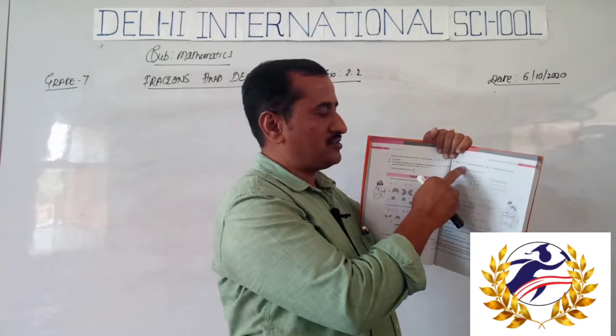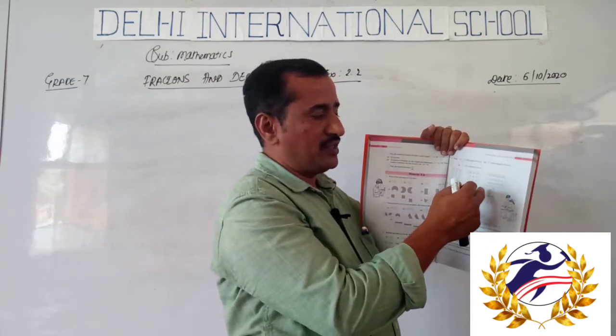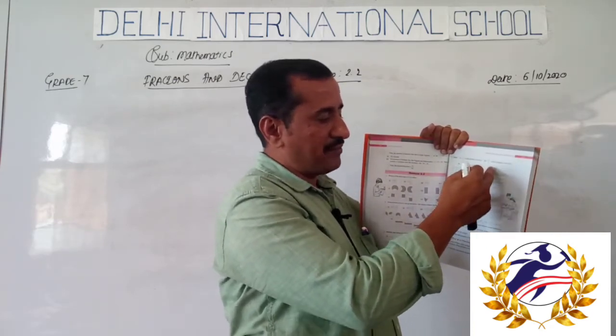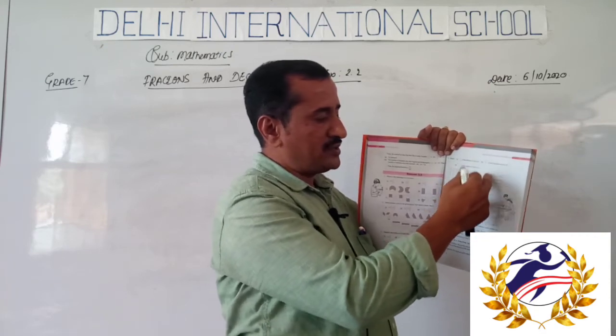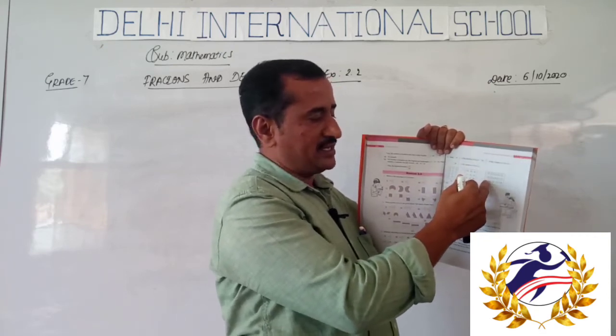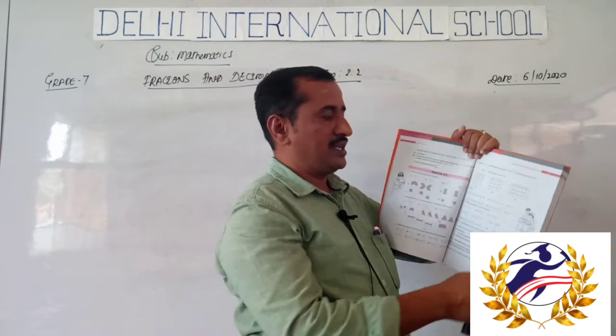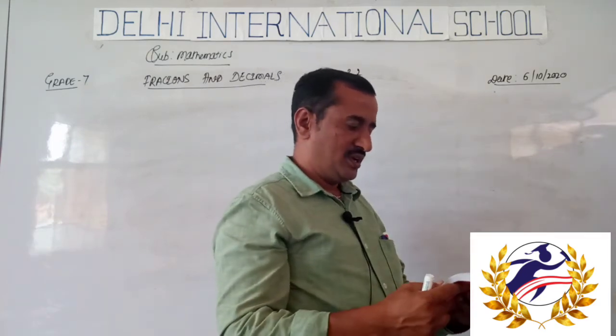Next, the last one is 3 by 5 part. As a result of that, we have to shade in this way. So 3 columns you shade. As a result of that, it gives you 3 by 5. Next, fifth main.